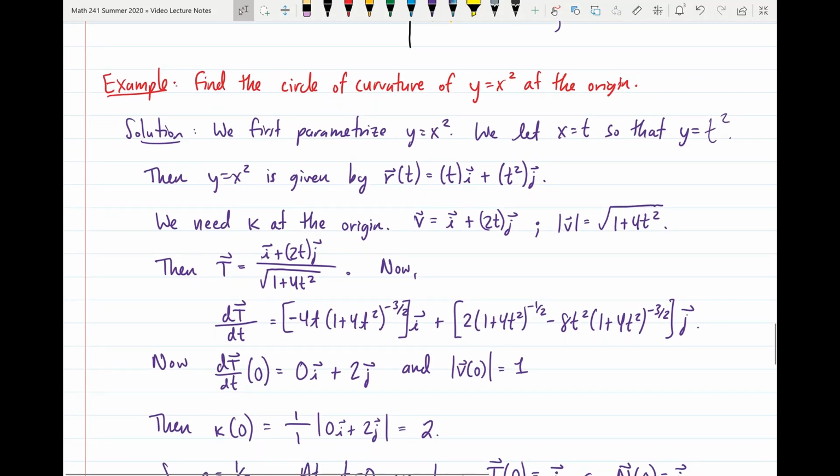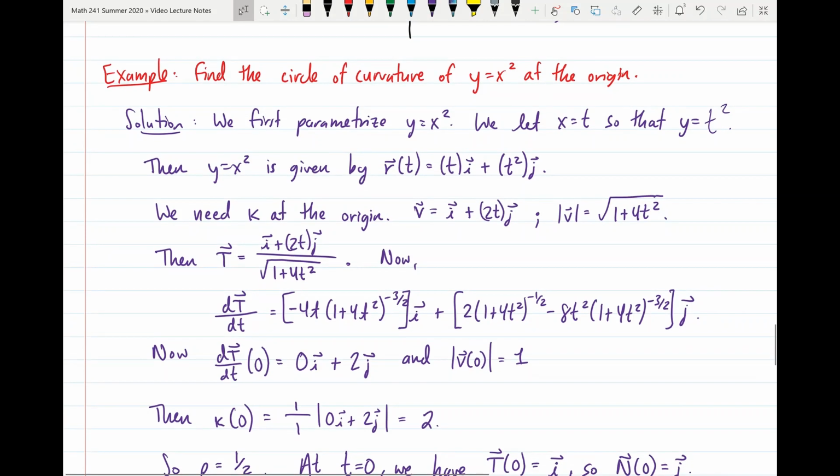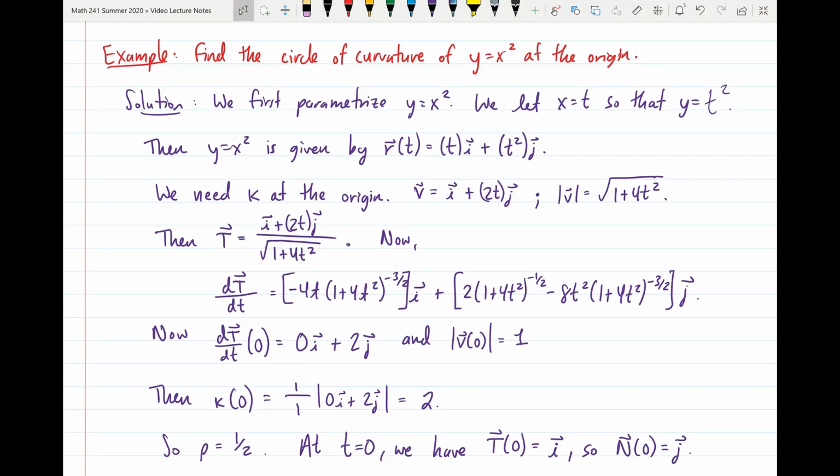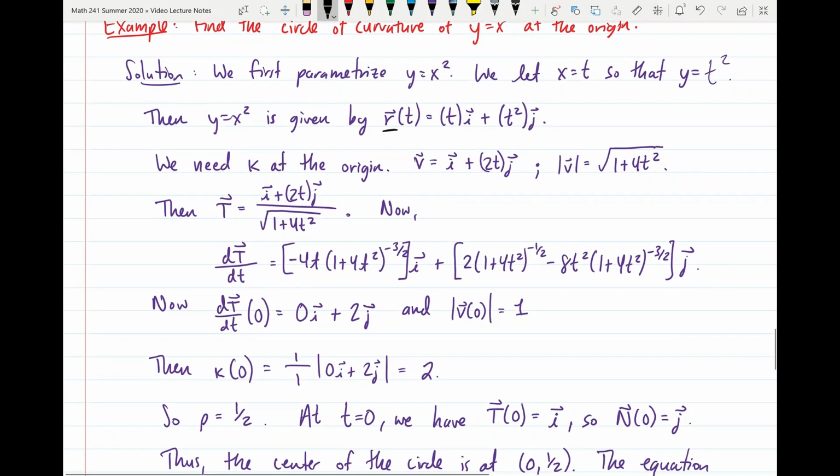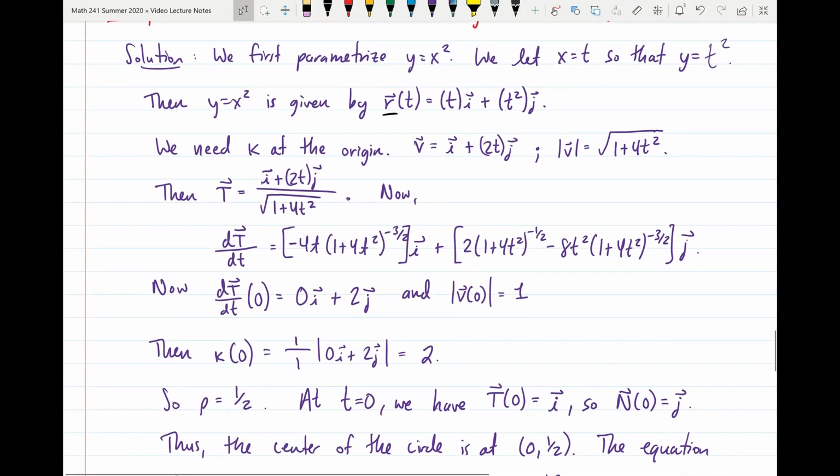The first thing to do is to parameterize y equals x squared so we can use all of the different formulas we've developed above. To do that, we can let x equal t, and in that case, y is going to equal t squared. So we can write the curve given by y equals x squared as a vector valued function, where r of t is equal to t i plus t squared j. And to find the circle of curvature, we're going to need the curvature at the origin so that we can find the radius of the circle.